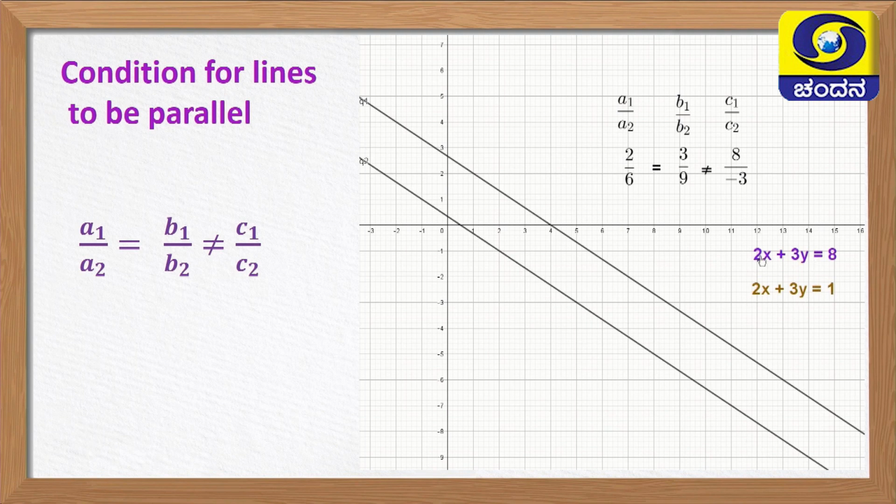Just observe here, 2x plus 3y is equal to 1. It is also parallel here, children. And you have to remember the condition for lines to be parallel is a1 by a2 is equal to b1 by b2, which must not be equal to c1 by c2. Children, next condition.